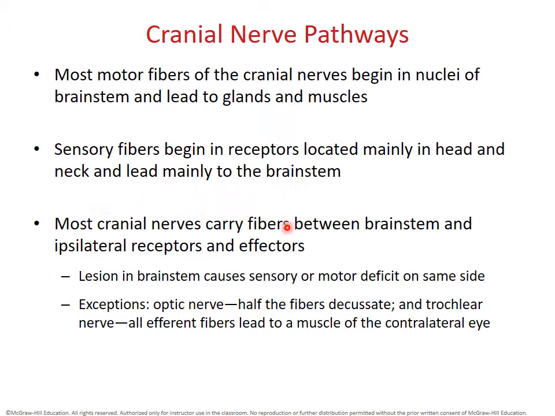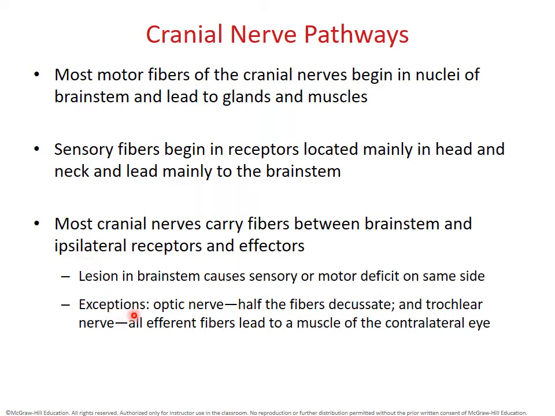Most cranial nerves communicate with the body in an ipsilateral fashion. What that means is messages from, say, the right side of the body or to the right side of the body will come from or go into the right half of the brain. In other words, the messages stay on the same side. They do not tend to cross over to the other side.